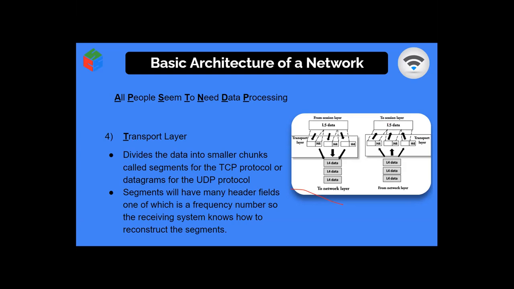What the transport layer does is divide it into smaller chunks. They are called segments if you're using the TCP protocol, or datagrams if you're using the UDP protocol. The segments can have many header fields, one of which is a sequence number, which allows the receiving system to reconstruct the data in the proper order, and which also lets the system know if data is missing.